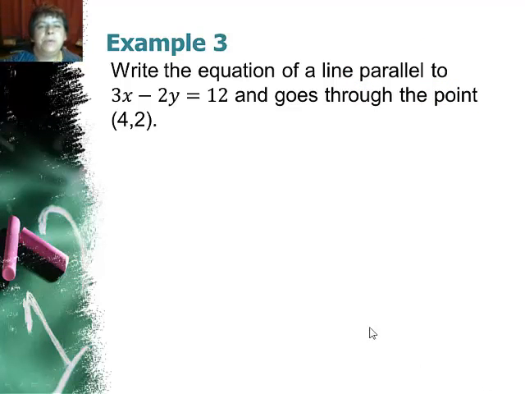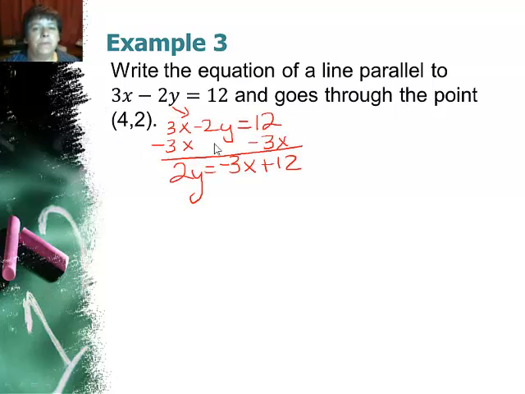All right, in example 3, we're going to write the equation of a line parallel to 3x minus 2y equals 12. This is in standard form right now, so that's not going to be very helpful. We want point slope form. We also know that it goes through the point (4, 2). So first of all, let's get this equation into point slope form.